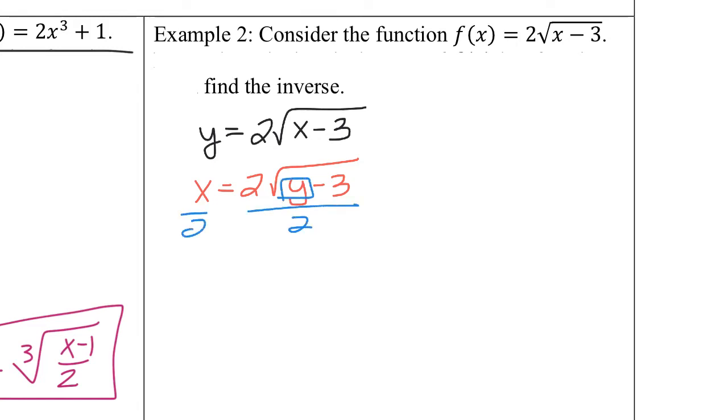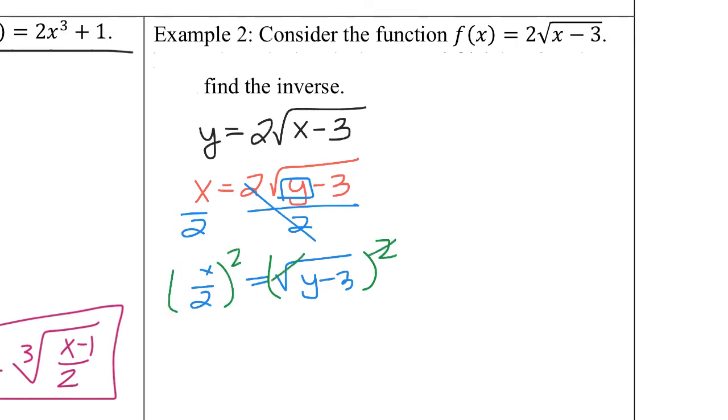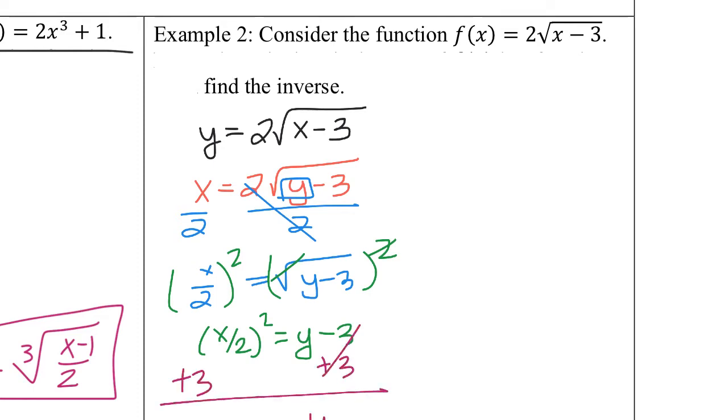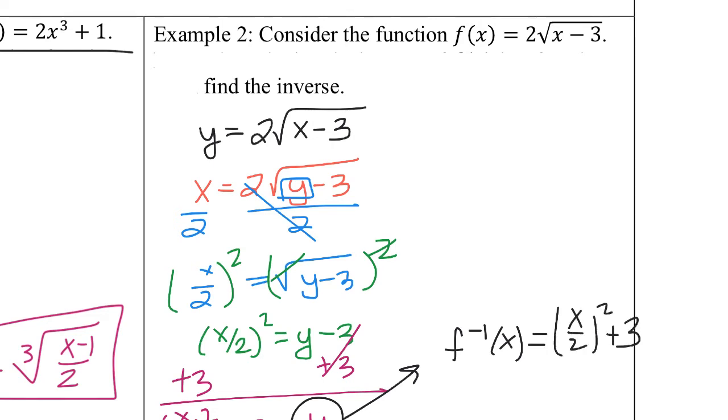So divide both sides by 2. The square root of y minus 3 equals x over 2. Then I need to square both sides to get rid of the square root. So I end up with y minus 3 equals (x over 2) squared. Plus 3 to both sides. So we have y equals (x over 2) squared plus 3. And then last, make sure we denote this correctly. So this y is actually f to the negative 1 of x equals (x over 2) squared plus 3.